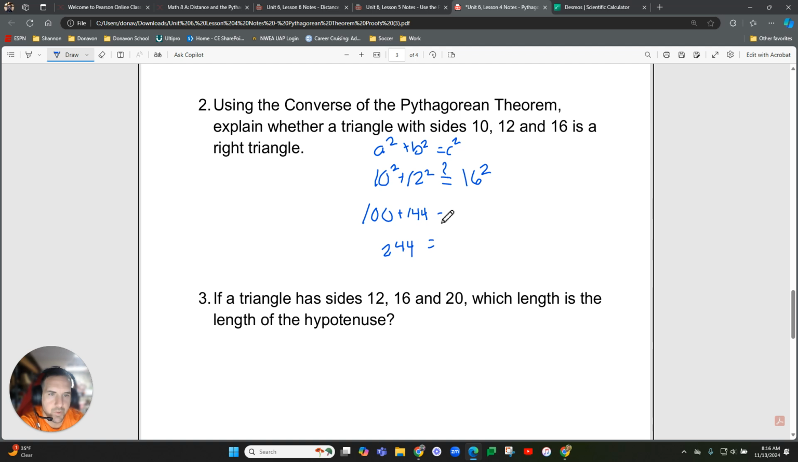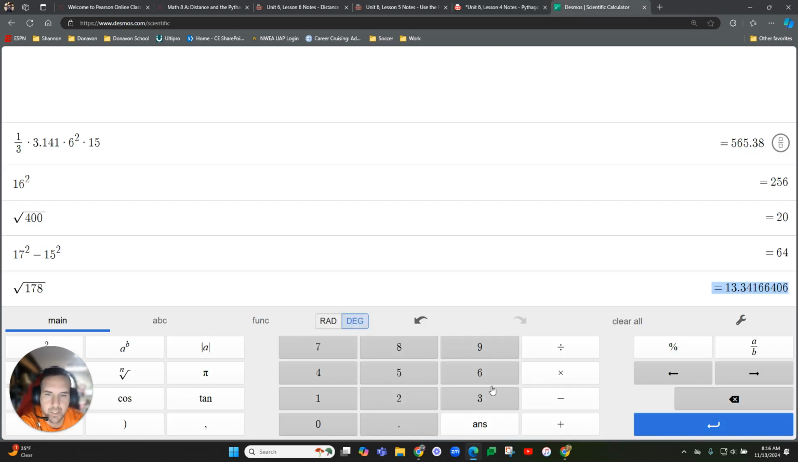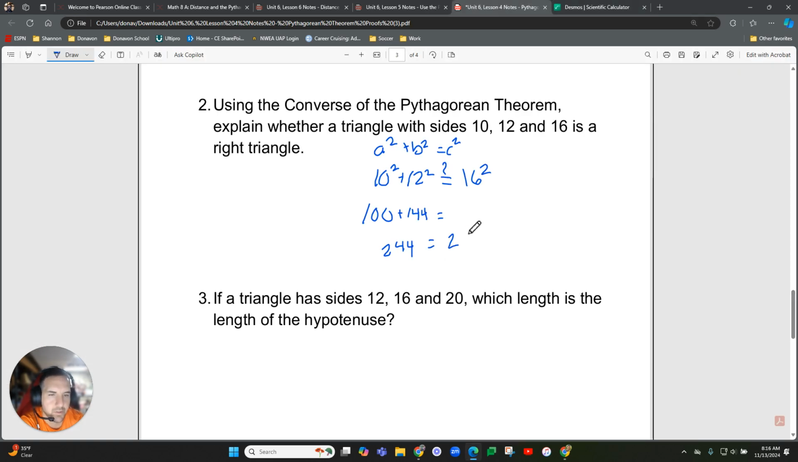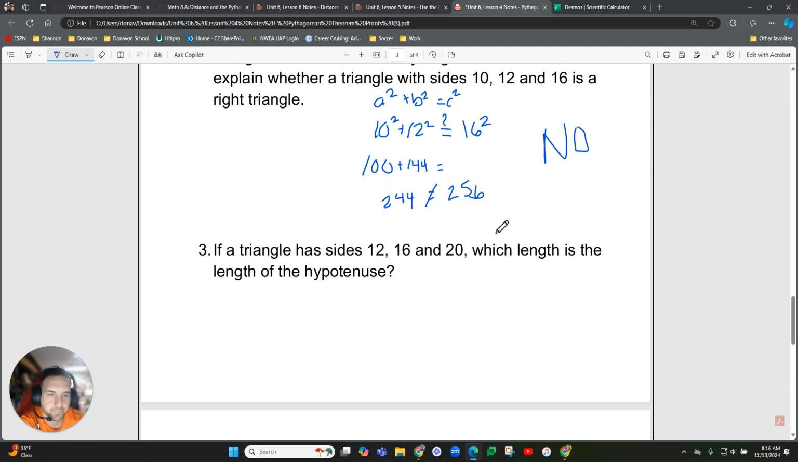And does that equal 16 squared? Let's see, I don't think that does. Pretty sure it doesn't, actually. 16 squared is 256. So it's close, but not quite. So that does not equal. Therefore, we would say no, it's not a right triangle. Now, can you have a triangle that has sides 10, 12, and 16? Yes, you can, but it's just not a right triangle.